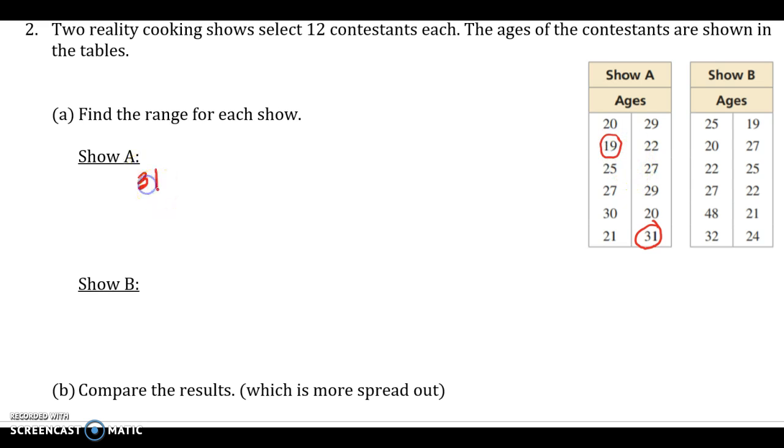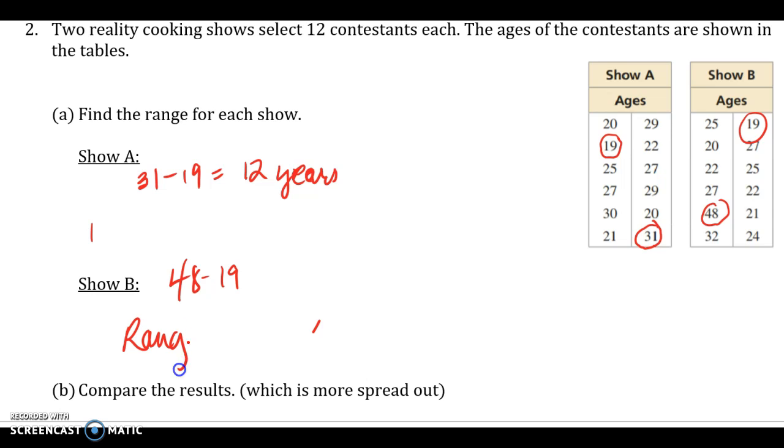If I subtract 31 and 19, by the way, notice I'm writing my calculation down, even though you could be doing this in your head or plugging it in your calculator, I'm still showing how I'm calculating the range. So 31 take away 19 is 12. My range is 12 years. And for show B, 48 minus 19. Again, here 48 is my largest number in the set of data, and 19 is my smallest number. And so the range for this set of data is 29 years if you subtract those 2 numbers.